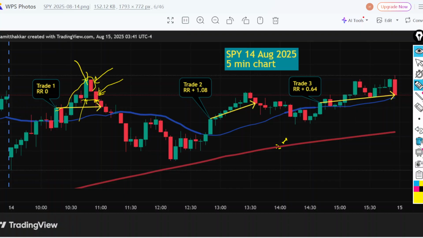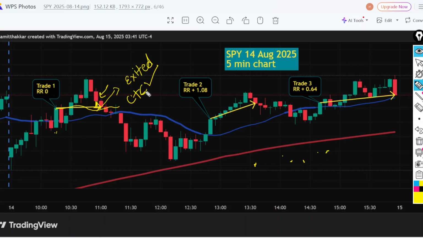But if you see, because the market has moved 1:1 risk reward ratio, we moved our stop loss to cost, and this candle's low has already touched our entry price and we have exited the trade because we moved our stop loss to cost. So our first trade is with a zero risk reward. Reward is zero. At cost to cost we exited. Now let's analyze the second trade.